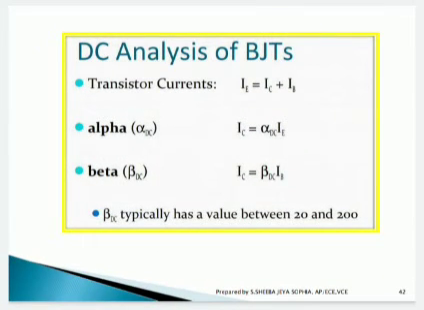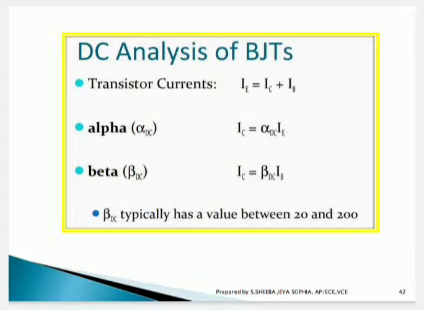And the DC analysis of BJT for currents: regarding transistor currents, IE is equal to IC plus IB, which we have seen in the previous topic. Emitter current is equal to collector current plus base current, and alpha DC.